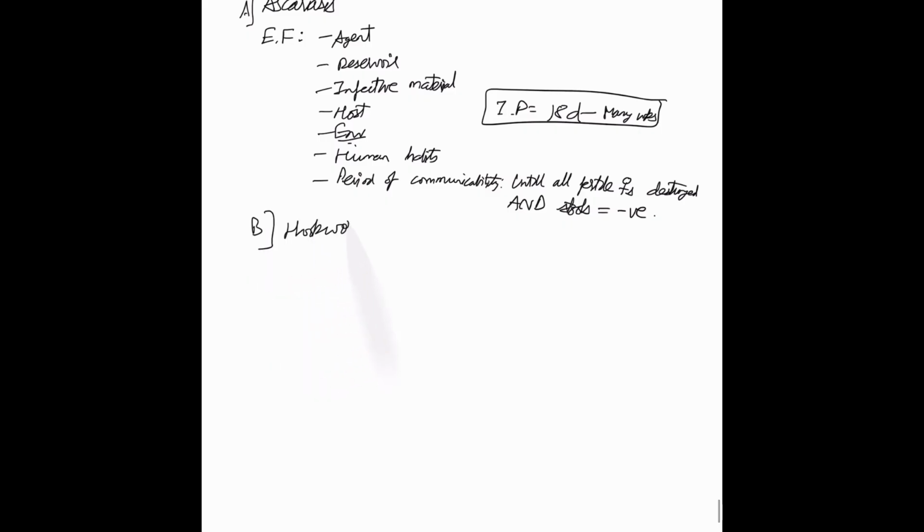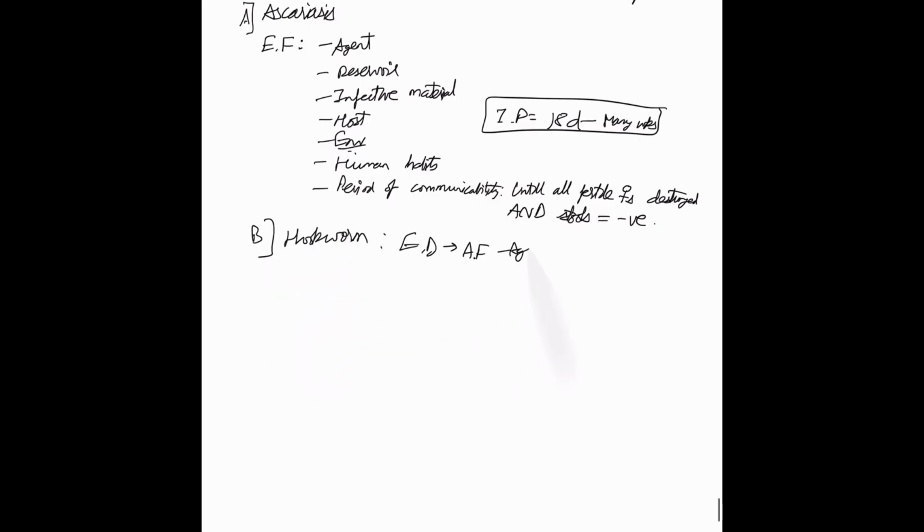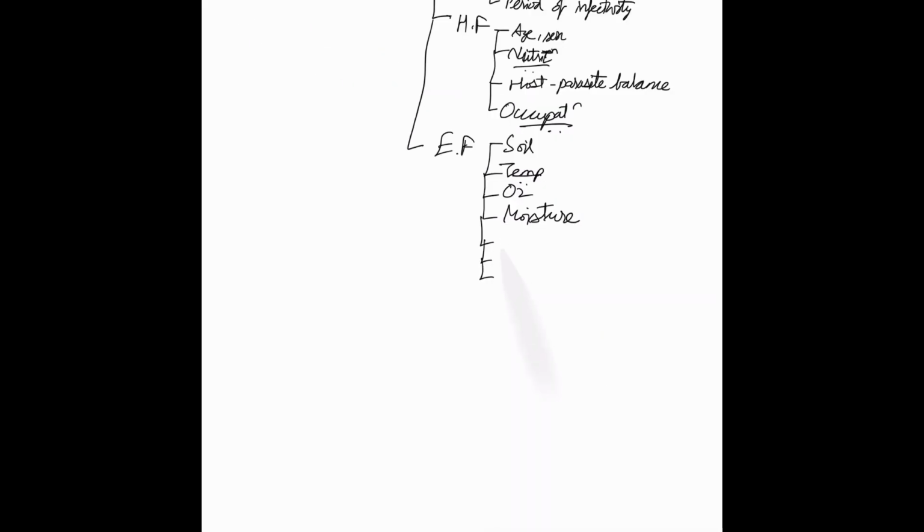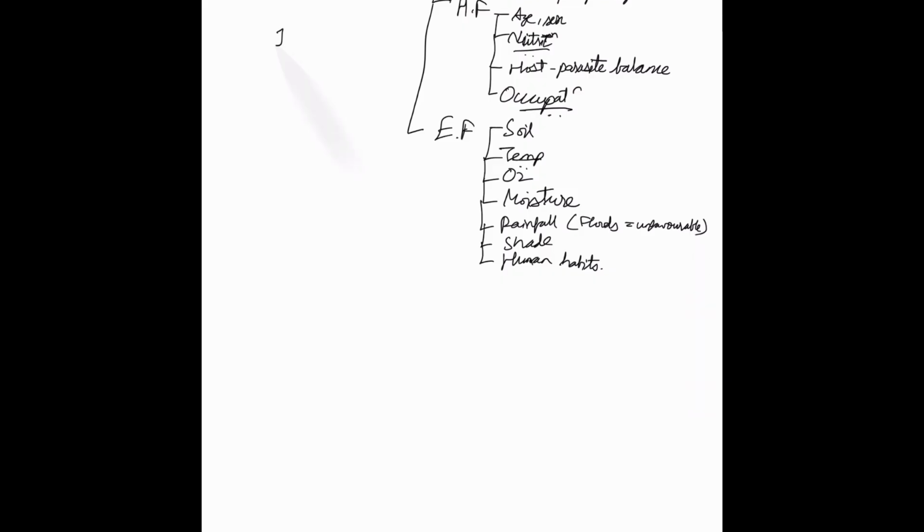Next, we have hookworm, in which you should know about the agent, reservoir, infective material, and period of infectivity. Host factors: age, sex, nutrition, host parasite balance, and occupation. And then environmental factors, you have to consider the soil, temperature, oxygen, moisture, rainfall, shade, and human habits. Do note that floods are unfavorable for transmission of this disease.